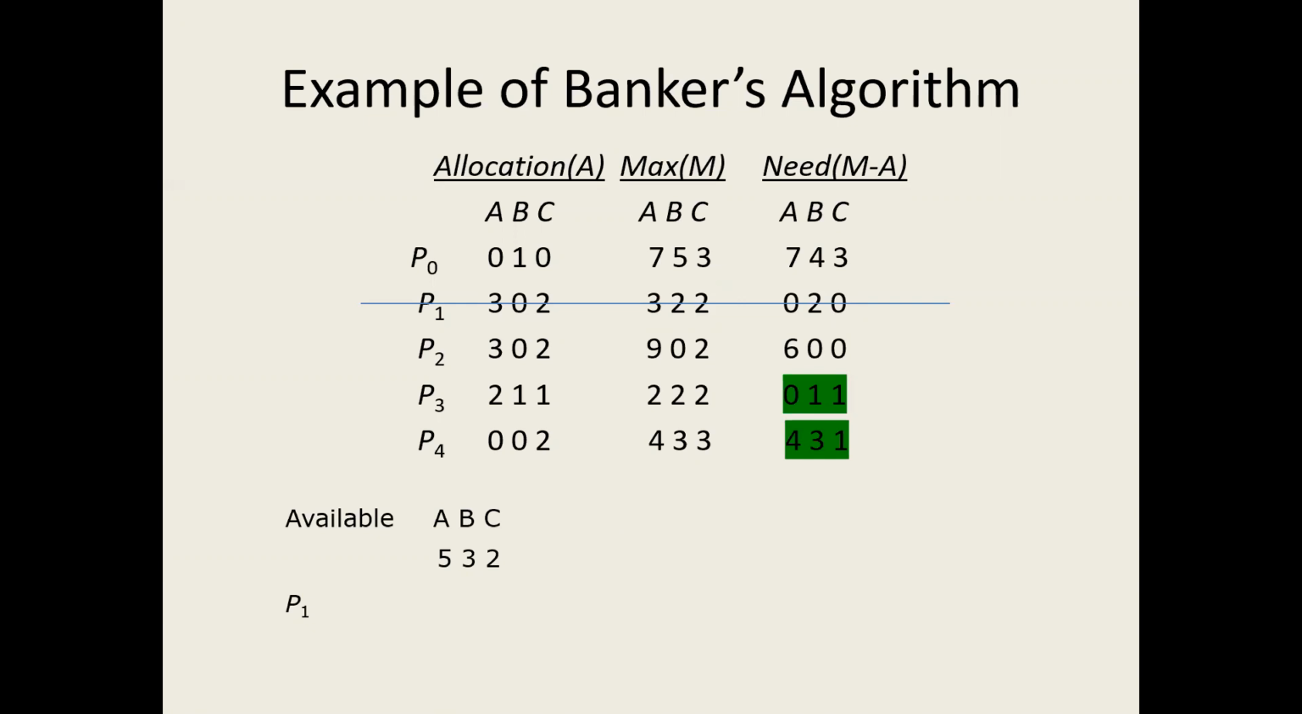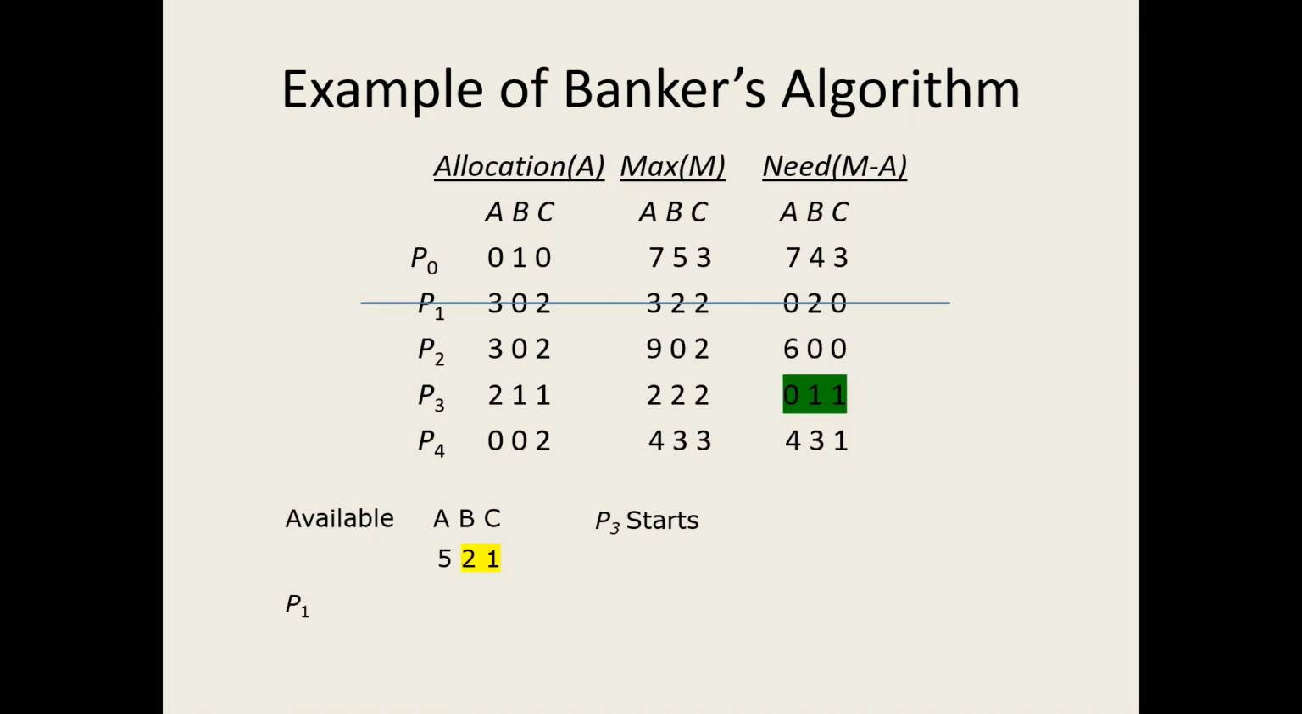Right? We have P3 and P4 that can be satisfied after completion of P1. Right? So now we have 5, 3, 2 as available resources. Right? So from that, we can either satisfy P3 or P4. So I will start with P3. So you can actually start with P4 as well. So there can be different sequences.